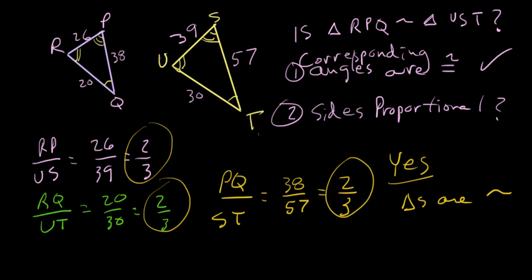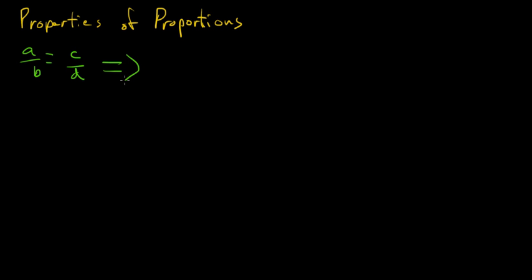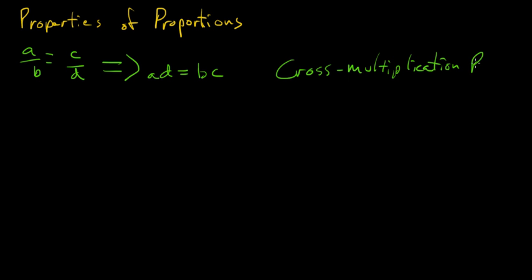Okay? What about proportions? I'm going to show you some properties of proportions. Again, remember, a proportion is like this: A over B equals C over D. And if A over B is equal to C over D, then AD equals BC. This is a cross multiplication property. And you might recognize this because you've been using it for quite a while. You just cross multiply. A times D, AD, B times C, BC. So this is how we've been solving problems for quite a while now.